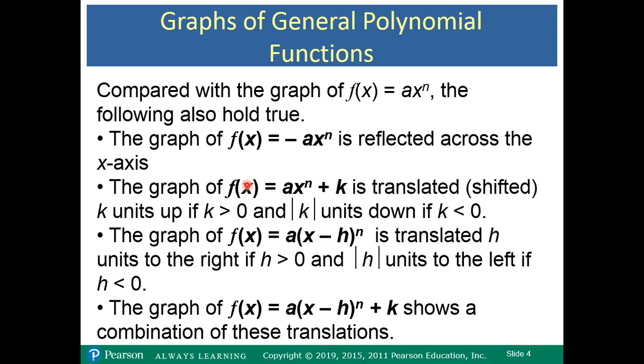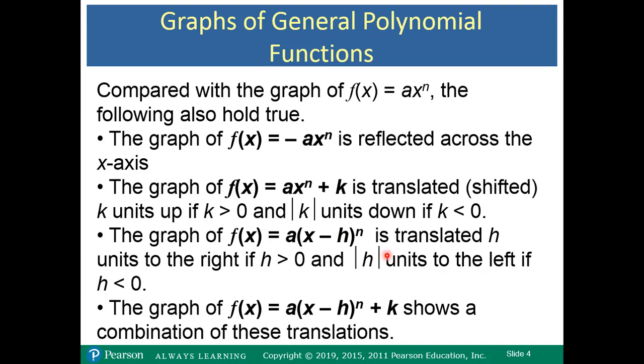The graph of f of x equals ax to the nth power plus k is a translation. It's translated k units up if k is positive, or k units down if k is negative. Okay? So the graph of this one, now notice that we're subtracting h inside the function.